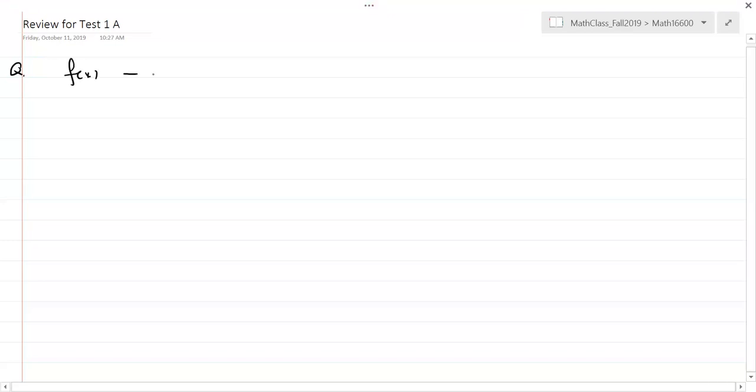All right, so I begin with the derivative of the inverse problem. The first problem is, if you are given a function f of x equals 1 plus 2x plus x cubed, we want to find the derivative of the inverse of the function at 4.